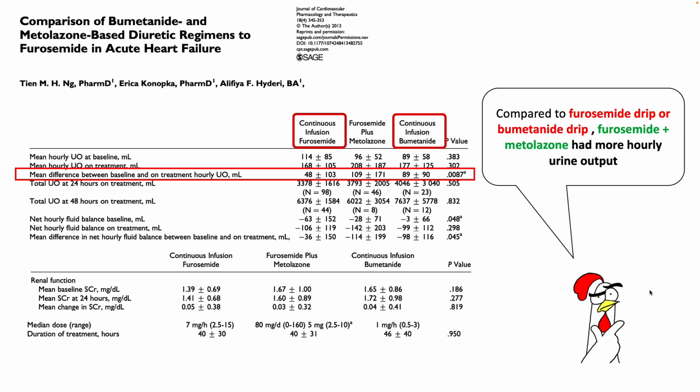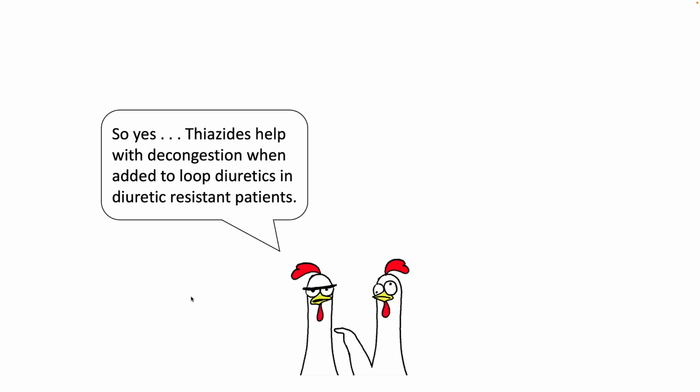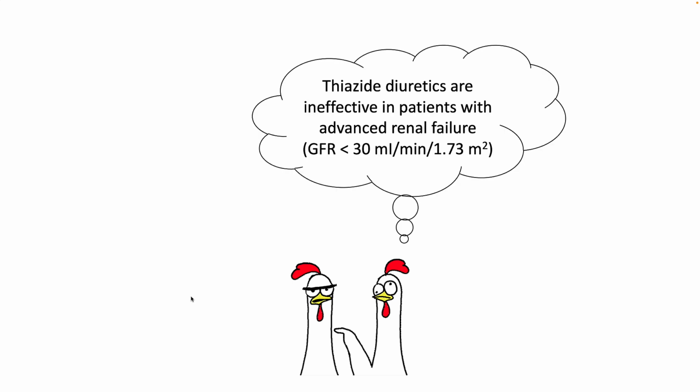with continuous infusion of Bumex and Lasix. And they found that furosemide plus metolazone had significantly higher urine output as compared to Bumex infusion or Lasix infusion. So thiazides help with decongestion when added to loop diuretic with diuretic resistant patient.